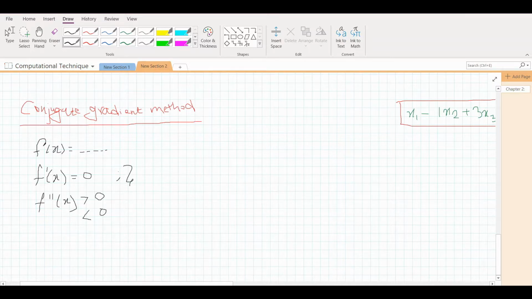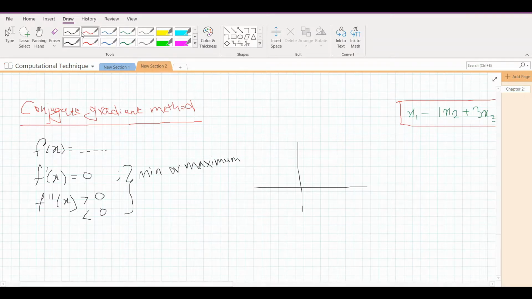If these conditions are satisfied, then we find a minimum or maximum. Let's say your f(x) is this, and when you take the derivative and reach here, then the slope of this line will be parallel to the x-axis. This will give you the minimum value, and in this range it will also be parallel to the x-axis, and this will give you your maximum value.